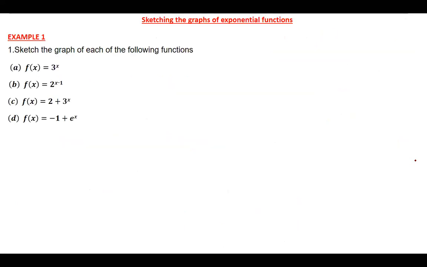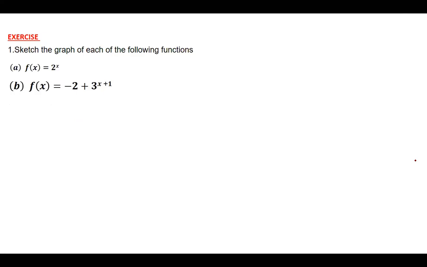Right, to proceed. The other thing that I said we're going to look at is sketching the graphs of exponential functions. And after this, there's also an exercise at the end, which you'll be required to answer. Please make sure that you submit this exercise.